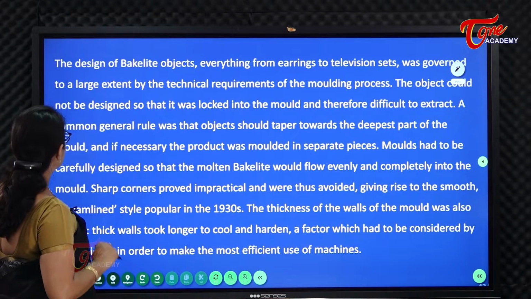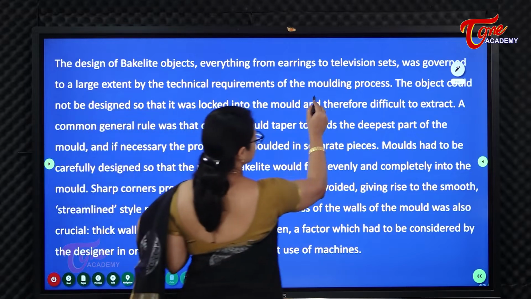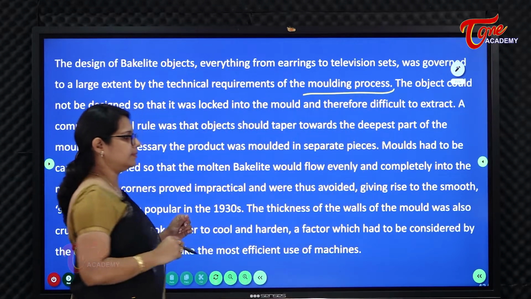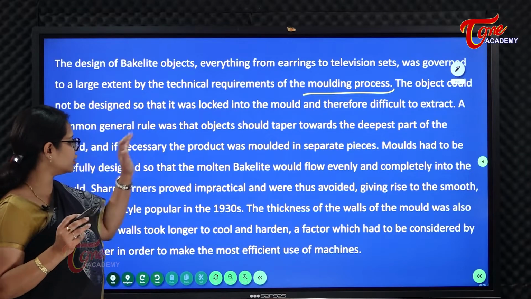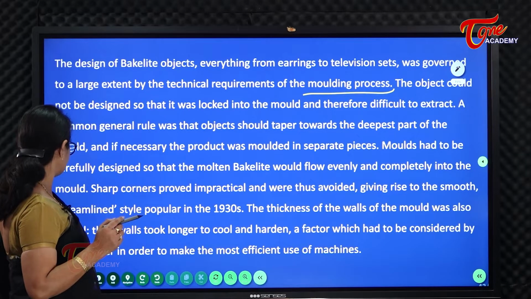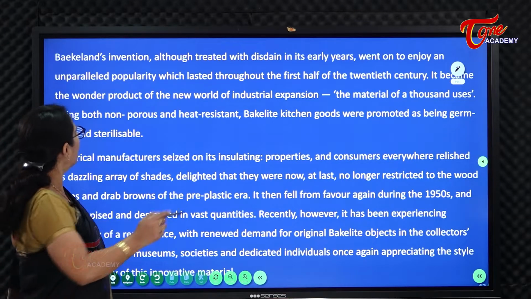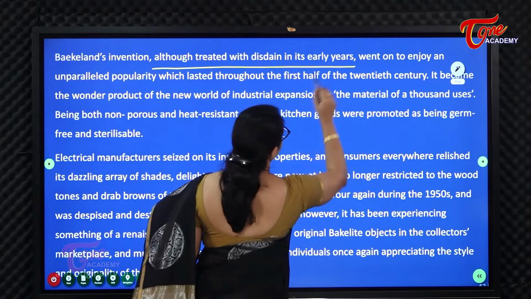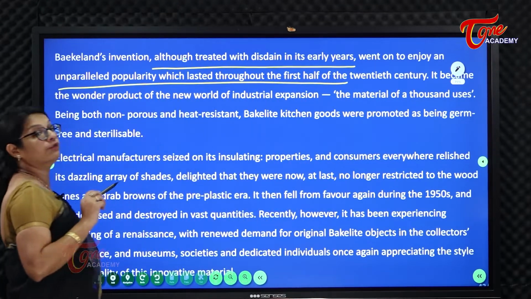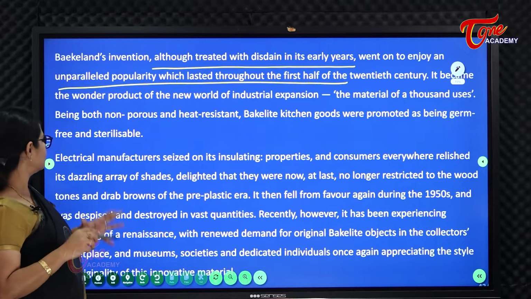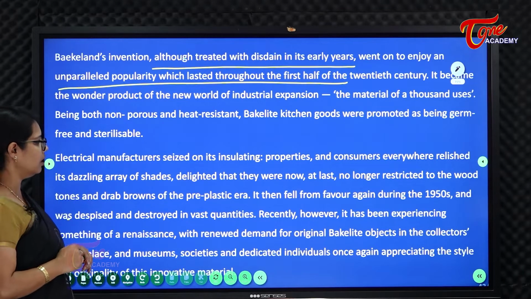Now, the next thing in this passage that we need to underline is the molding process, because the whole idea of the passage is about the creation of Bakelite. All right. Now, although treated with disdain in the early years, it went on to enjoy unparalleled popularity throughout the first half of the 20th century. So initially it was not welcome. So that is one thing that we need to remember.